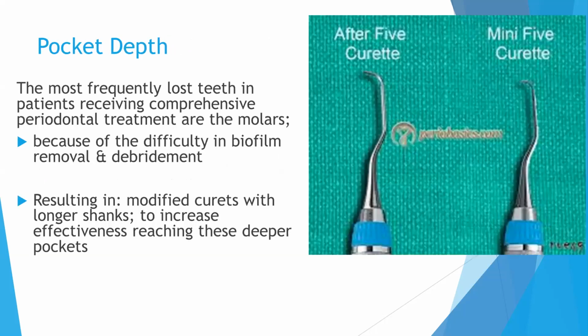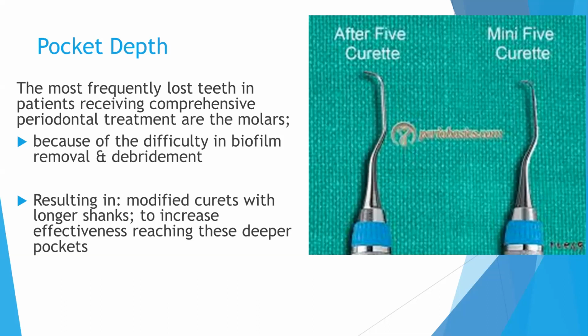So the most frequently lost teeth in patients receiving comprehensive periodontal treatment are the molars, because it's difficult to remove the biofilm as well as do a thorough job of debridement. So because of that, there's all sorts of modifications to the curettes. They have After Fives with longer shanks. They've got Mini Fives and Mini Afters with longer shanks and a shorter blade. They even have Micro Minis now that can get into some of the tightest spaces.